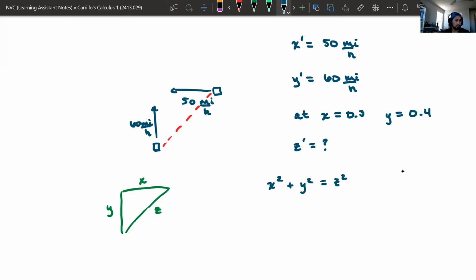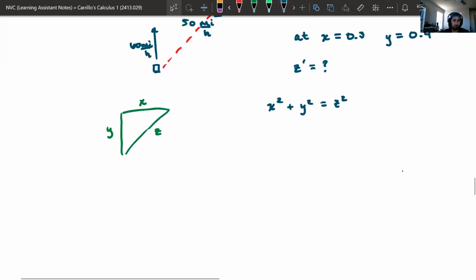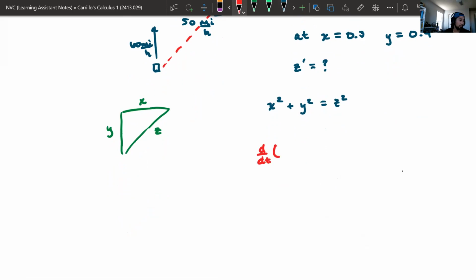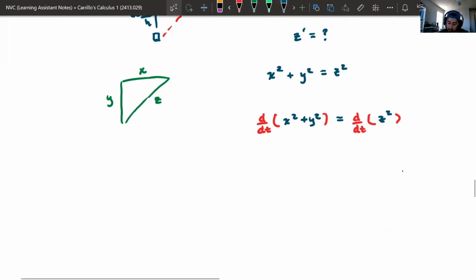All right, so now that we have the relationship between our sides, let's try taking the derivative. So d over dt of x squared plus y squared is equal to d over dt of z squared. Taking the derivatives of these with respect to time, we'll have 2x x prime plus 2y y prime is equal to 2z z prime.